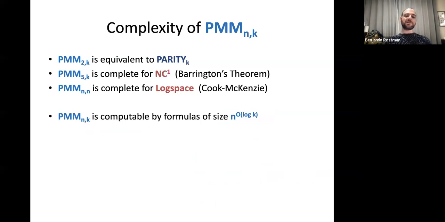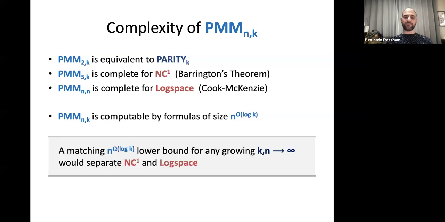And in general, it's computable by formulas of size n to the order log k, so something which is super polynomial when both k and n are growing. And note that a matching n to the omega(log k) lower bound for any growing parameters k and n, any super constant k and n, would be separating NC1 from log space. And this is the motivation for this work, for trying to understand the formula complexity of PMM_{n,k} and size-depth trade-offs as well.